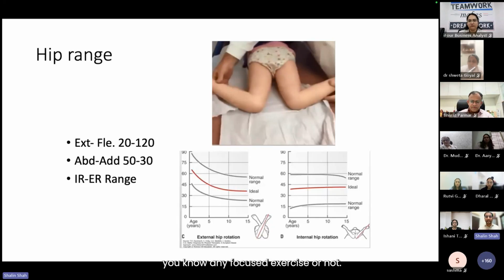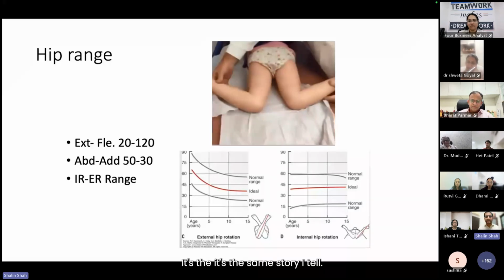Any focused exercise or bracing or not, these kids are going to improve on their own. Forcing them to sit in a cross-leg position, or forcing them into a focused pigeon walk, is not going to change the natural history. The natural history is going to change by itself.